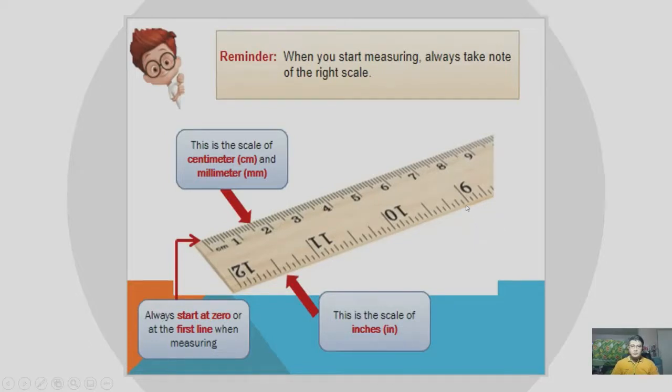Always remember, when you start measuring, take note of the right scale. This one is a scale for centimeter and millimeter. The other one is in inches. Always start at the 0 or the first line when measuring, not at the edge of your ruler.